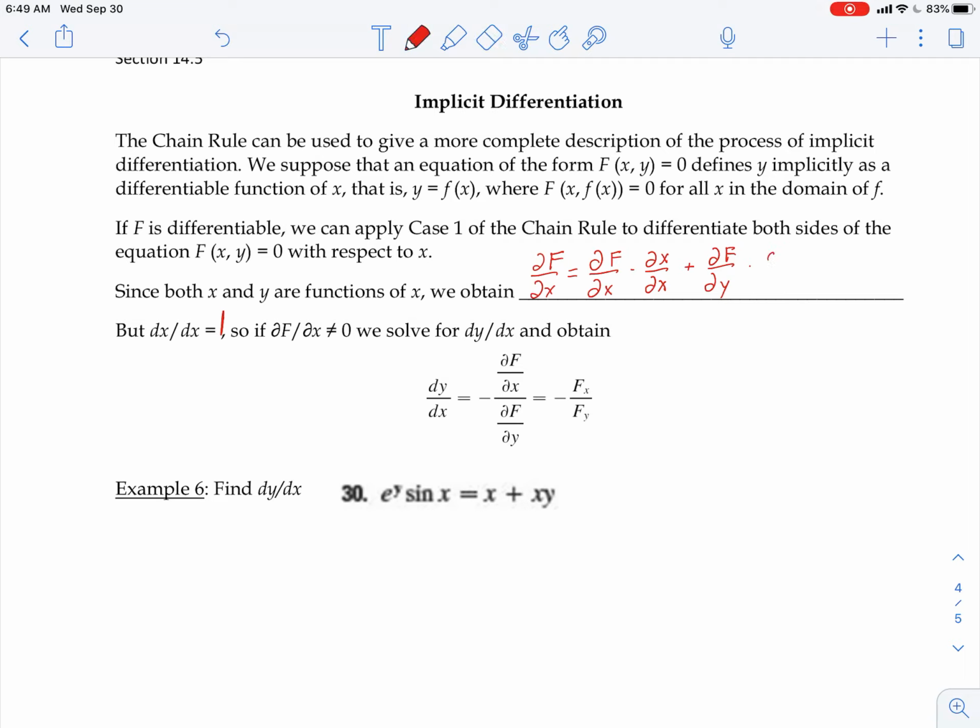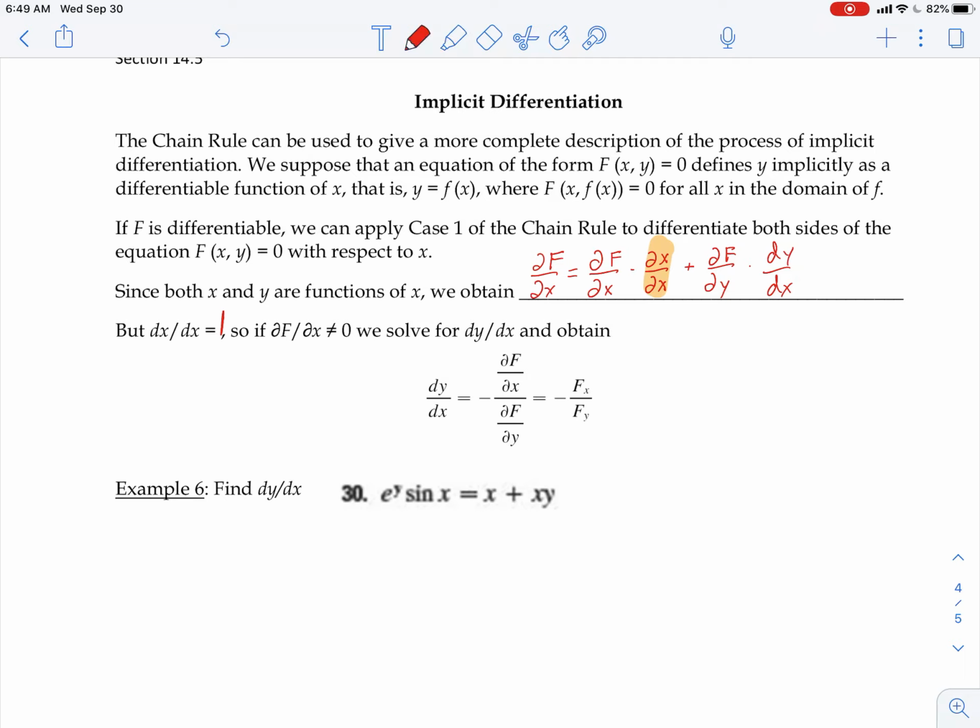Actually, I'm sorry, let me rewrite that. That should be dy dx. The reason I can write it dy dx is because y is a function of just that one variable, so we don't have to do partials. And so it's dy over dx.